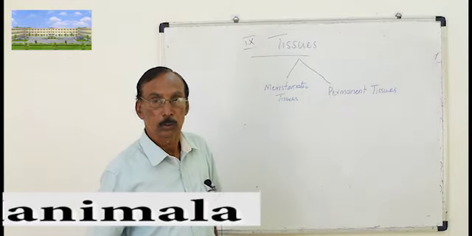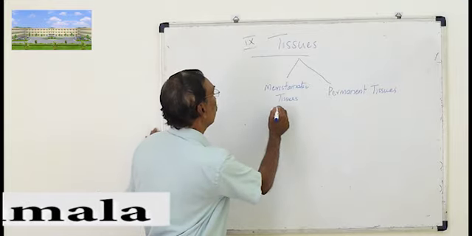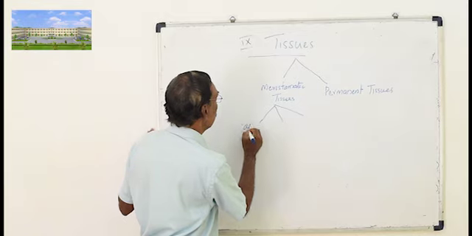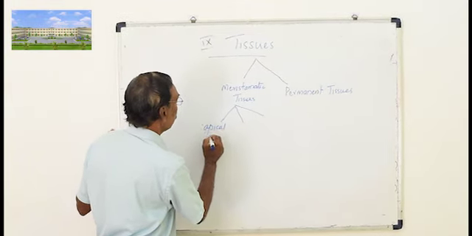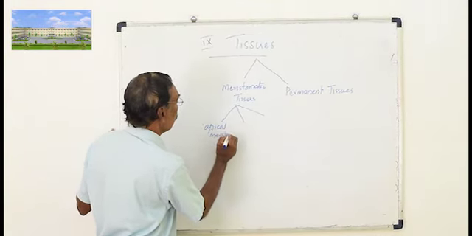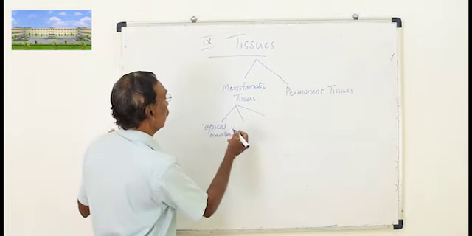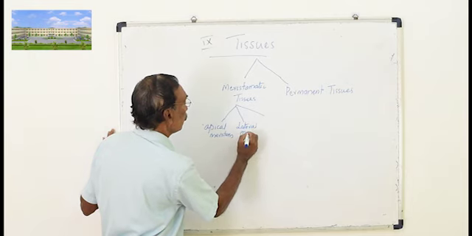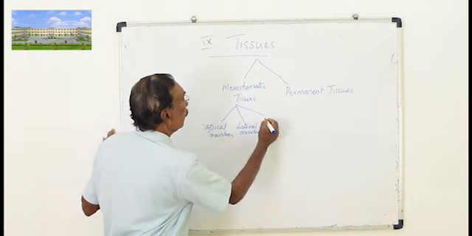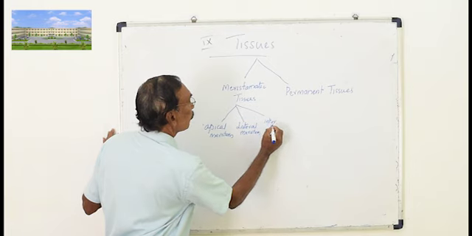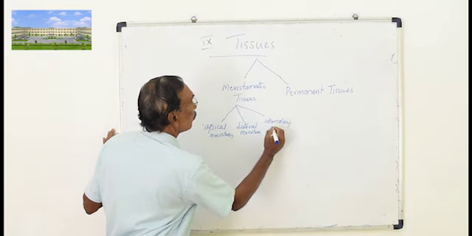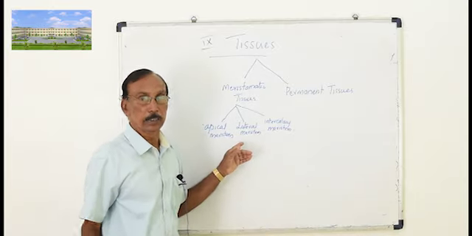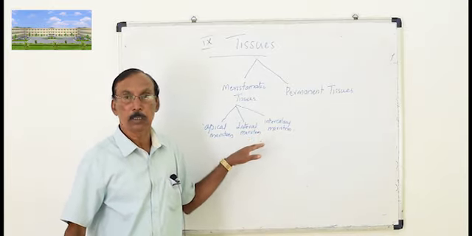Meristematic tissues, we have seen, are of three different types: apical meristem, lateral meristem, and intercalary meristem. These are actively dividing cells and they make the plant grow.